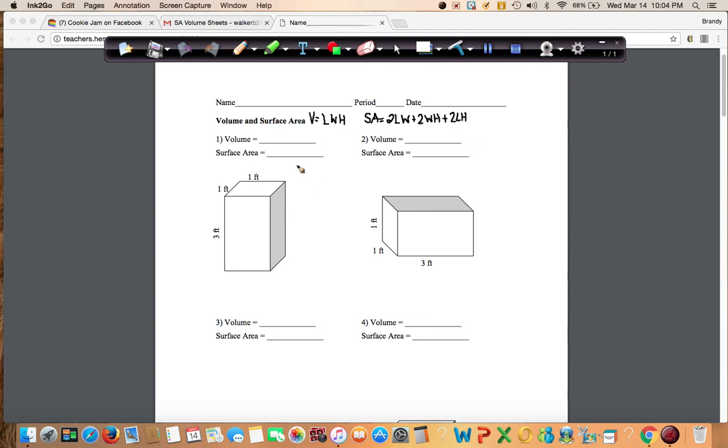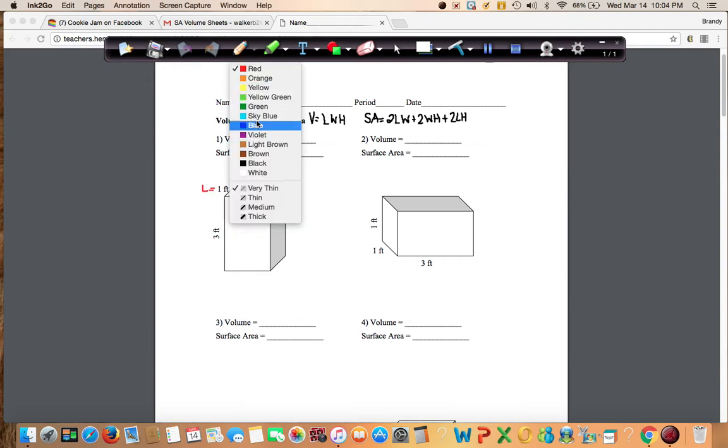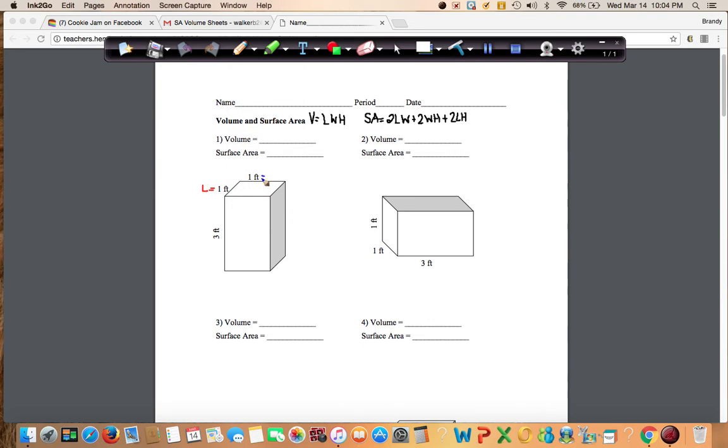I think in this case the easiest thing to do is plug and chug your length, your width, and your height. So for this one, we're going to say our length is 1 foot, our width is 1 foot, and our height is 3 feet. This is going to be our height right here. So all we have to do for volume, which is the first thing they ask for, is multiply.